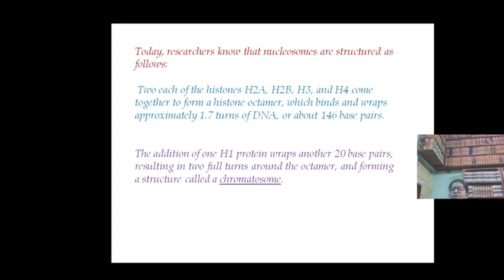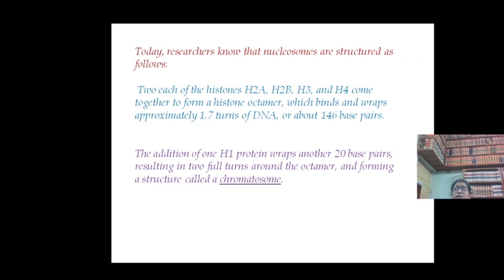Now today researchers know that nucleosomes are structured as follows. Histones H2A, H2B, H3 and H4 come together to form a histone octamer, which binds and wraps approximately 1.7 turns of DNA, that is 146 base pairs. The addition of one H1 protein wraps another 20 base pairs. How many base pairs do you have now? 166 base pairs, resulting in 2 full turns around the octamer, forming a structure called the chromatosome or nucleosome.